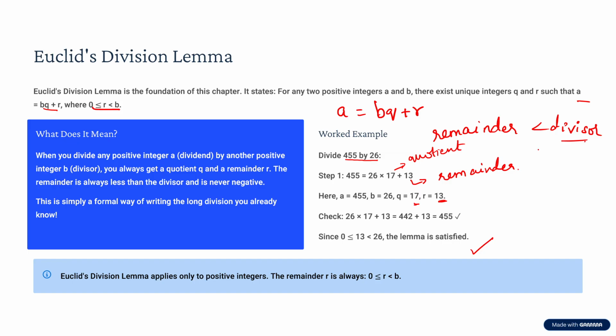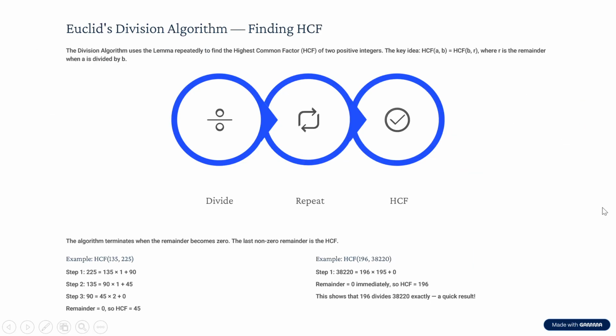Now, let us understand the algorithm for finding the HCF. Okay, HCF using Euclid's algorithm. So now we use this idea to find the HCF. Okay, so first divide bigger number by smaller number. What you have to do? First you have to divide bigger number by smaller, take the remainder, repeat again, stop when the remainder becomes 0.